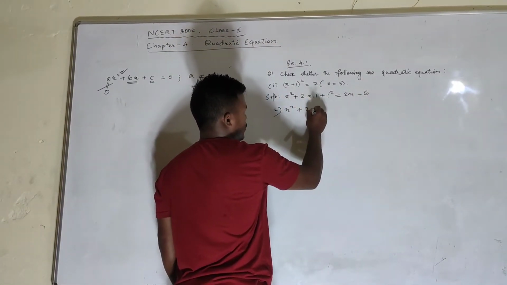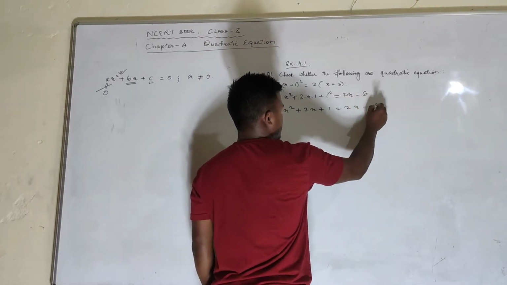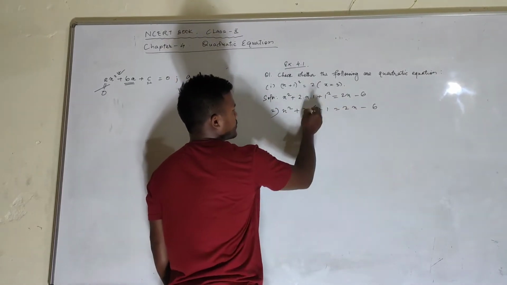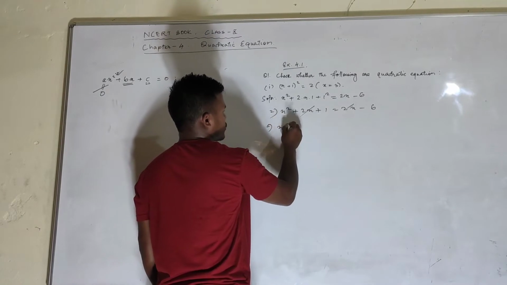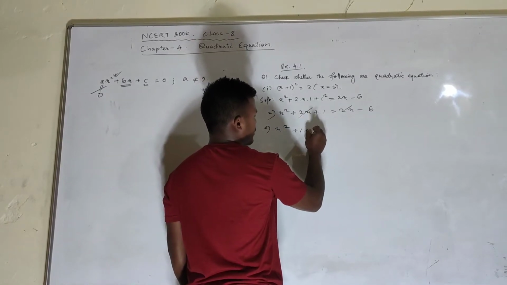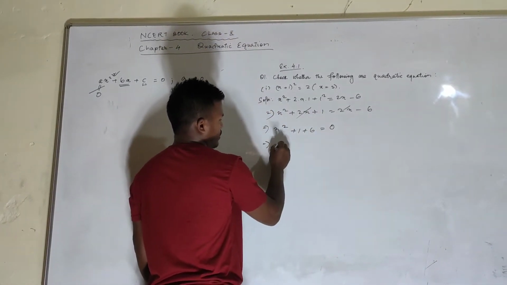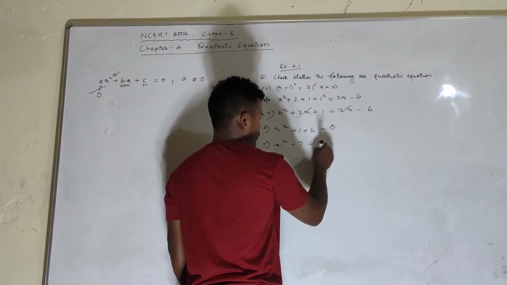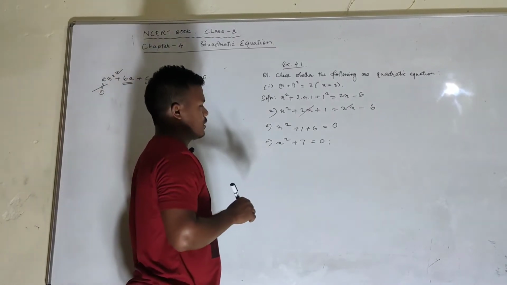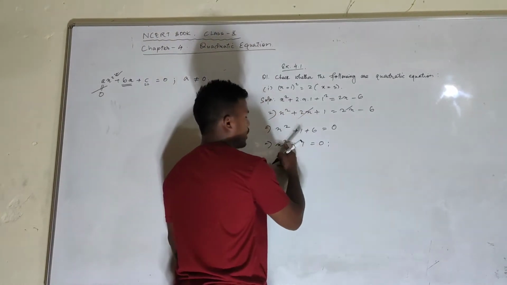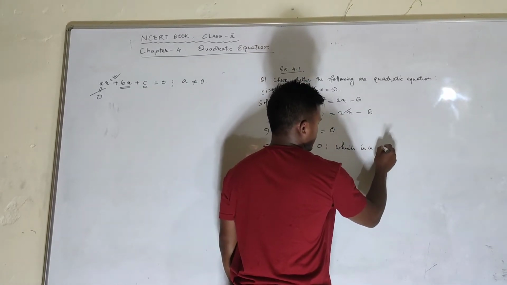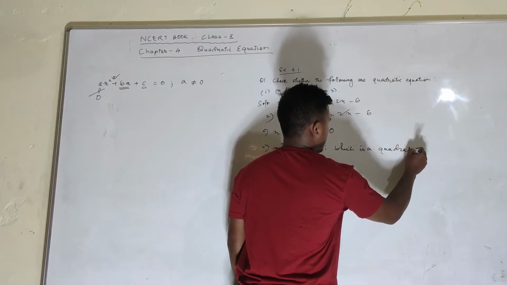x square plus 2x plus 1, which is equal to 2x minus 6. This 2x, if you bring it to the left, it will be minus 2x. It means directly you can cancel these two, and then x square plus 1, this minus 6, if you transfer it to the left, it will be plus 6, which is equal to 0, and then x square plus 7, which is equal to 0. As I have told you in the beginning, if you get x square at last, it will be a quadratic equation. Since we have got it here, x square is the power 2, so it is a quadratic equation.